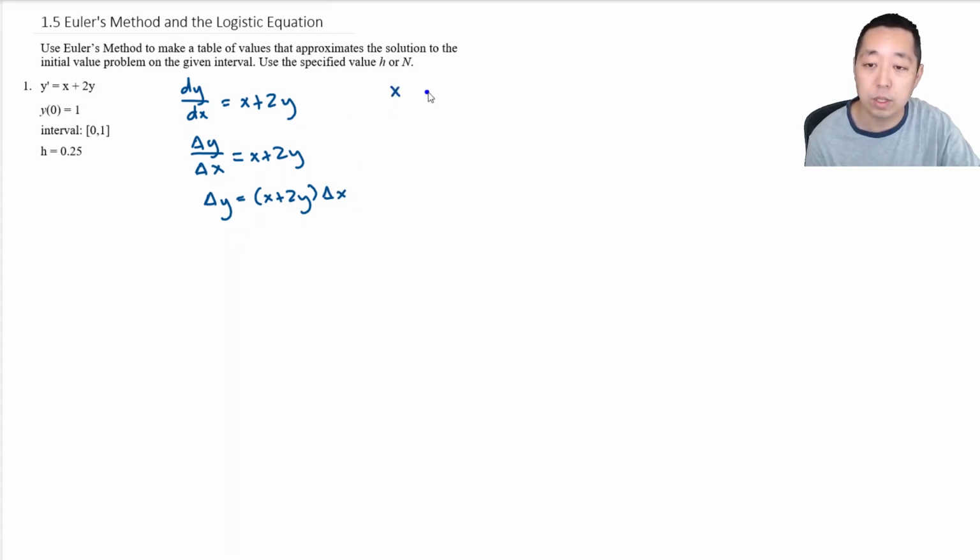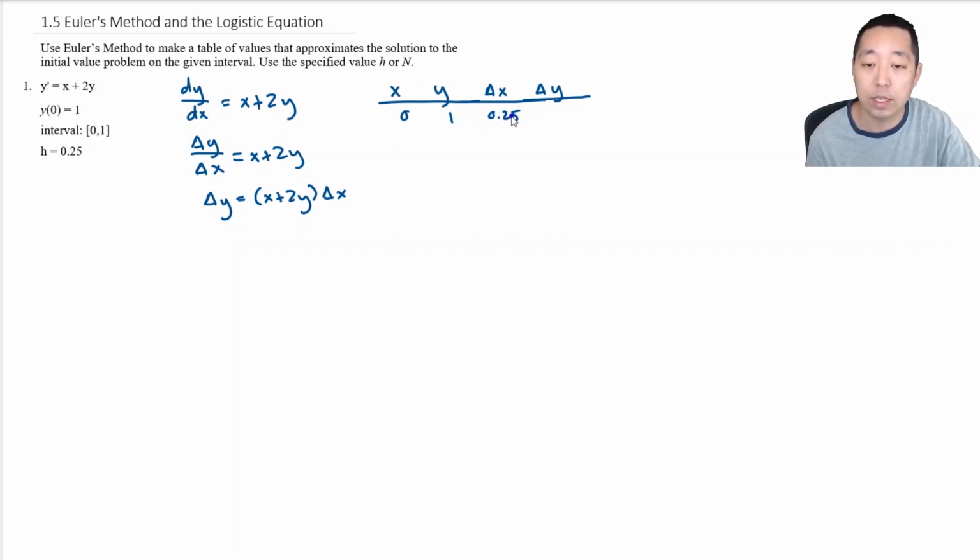In this case, we're going to start at x equals 0, y equals 1. And then you're going to make these columns, delta x and delta y, and you're going to compute each of these. Now, delta x is typically fixed. We're going to go 0.25 for this case.